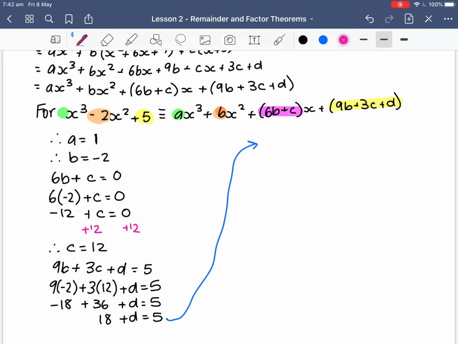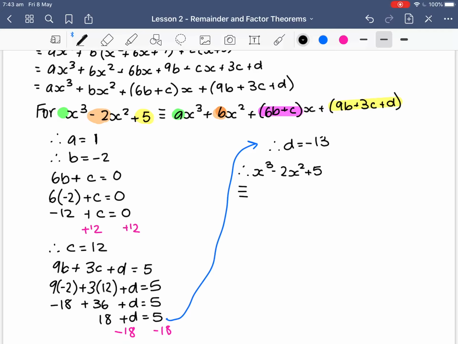I'm just going to come up here. We want to, however, subtract 18 from both sides. So therefore our d equals 5 minus 18, which is negative 13. So therefore we have that our x cubed minus 2x squared plus 5 is somewhat equal to x cubed minus 2 bracket x plus 3. Actually, I'm going to write it down here.